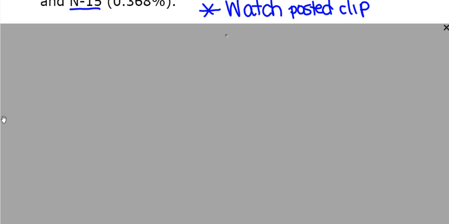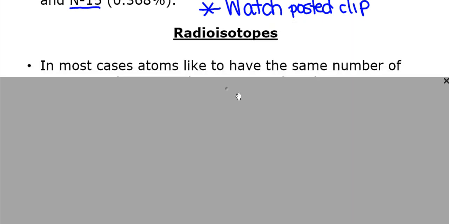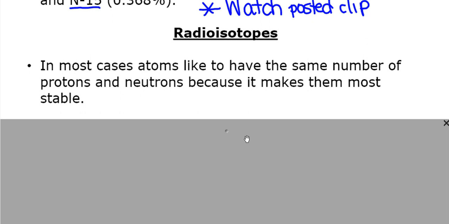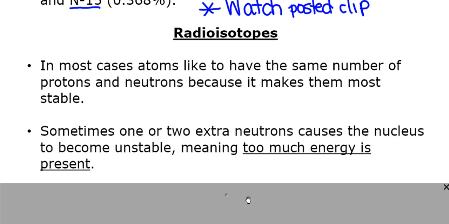So hopefully you've watched that clip that was posted on what are isotopes, because now we're going to look at a special type of isotope. So what we're going to look at next are called radioisotopes. In many cases, for atoms to be stable, they like to have the same or as close as possible number of protons and neutrons. Gives them some balance and stability in the nucleus. But sometimes adding an extra 1 or 2 neutrons in the nucleus makes them too unstable to exist in that format for a particular amount of time.